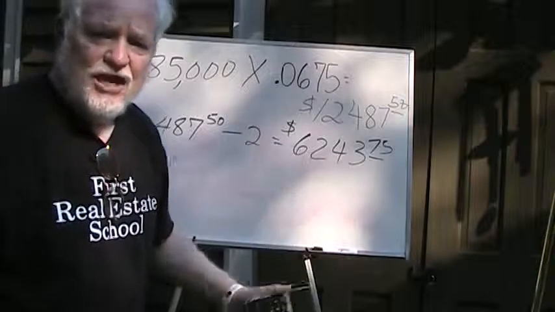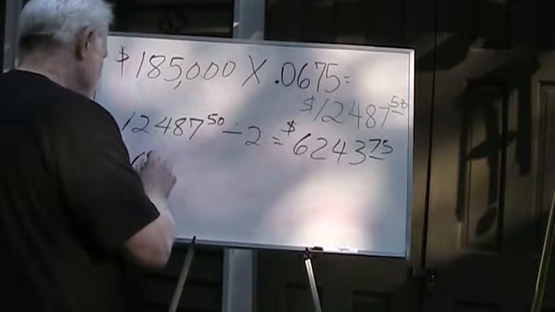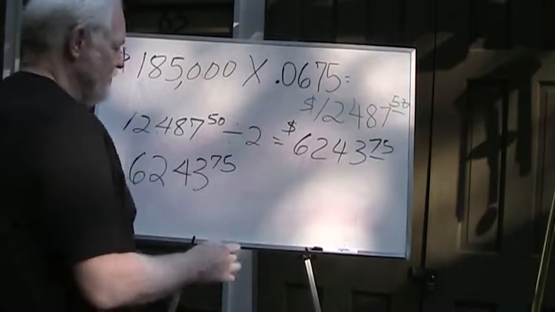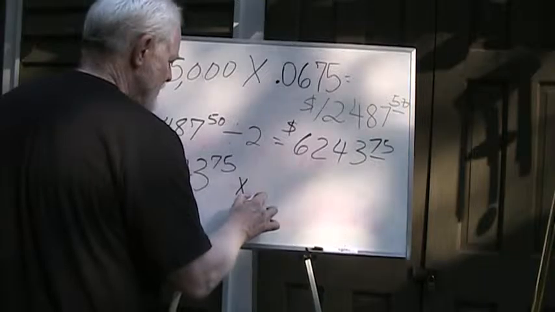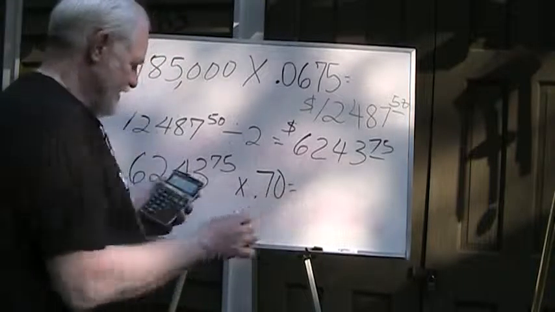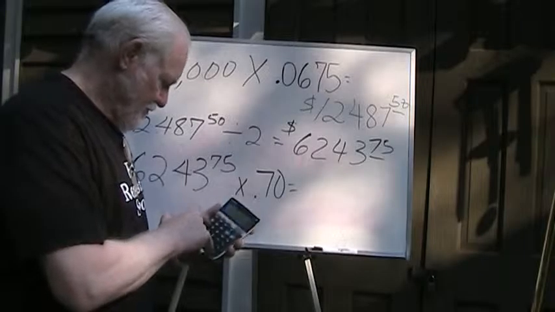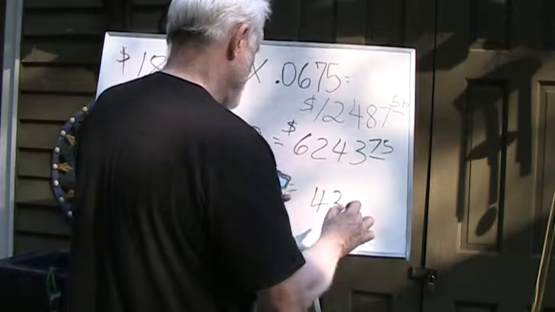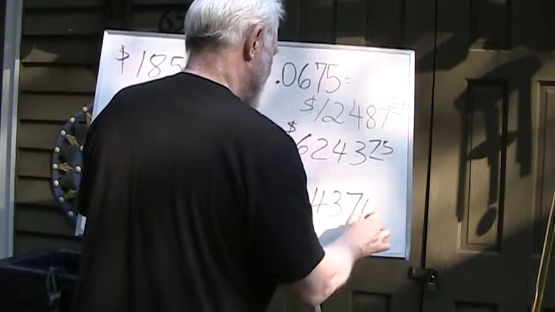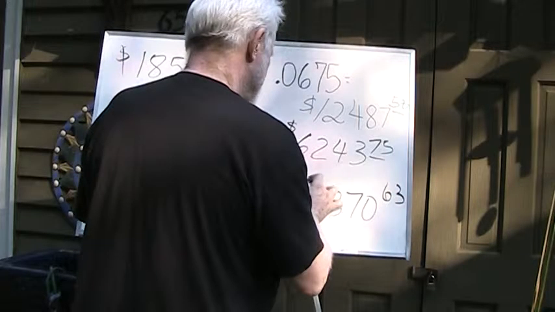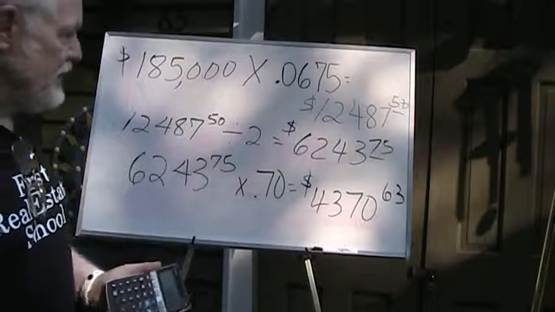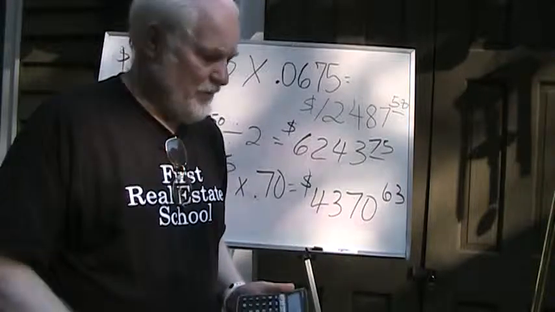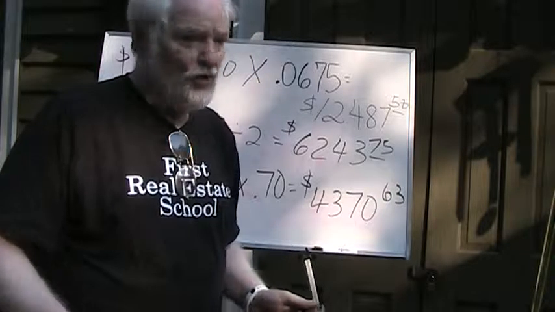Now, he's going to get 70% of that money. So $6,243.75 times 0.70 is going to tell us Bill's share. And Bill's share is $4,370.63. $4,370.63 is Bill's commission.